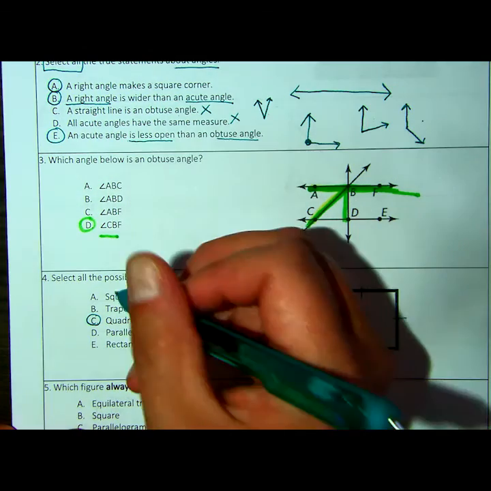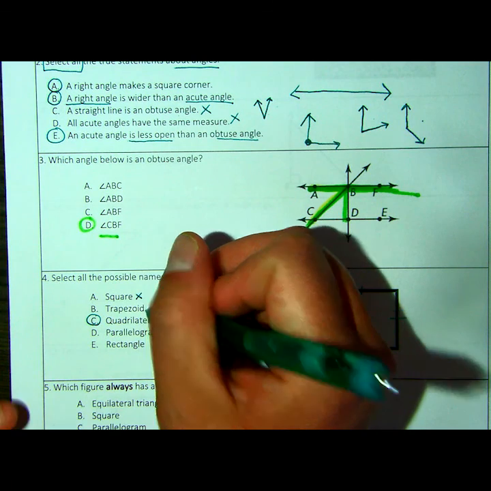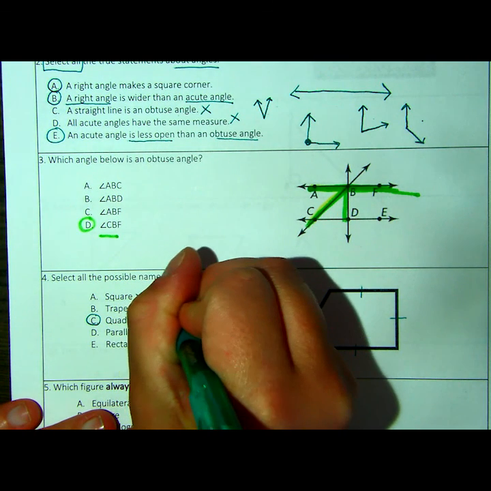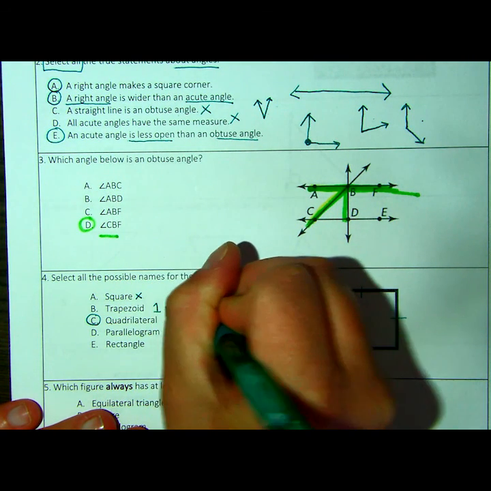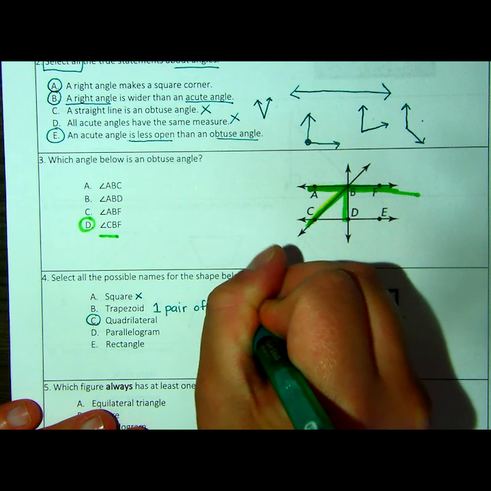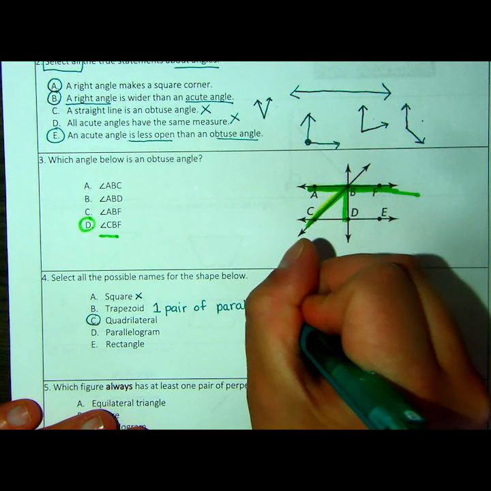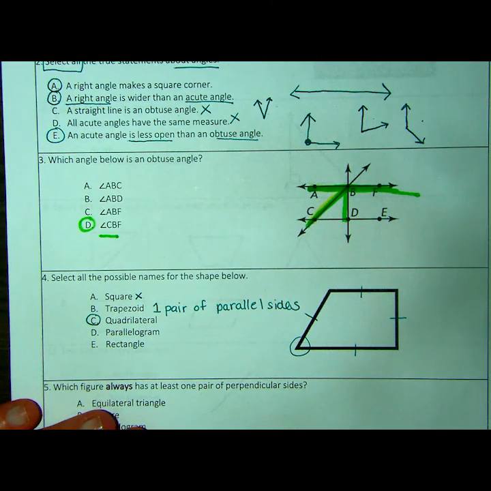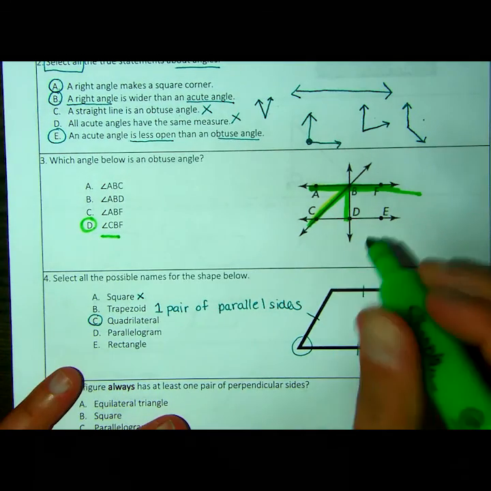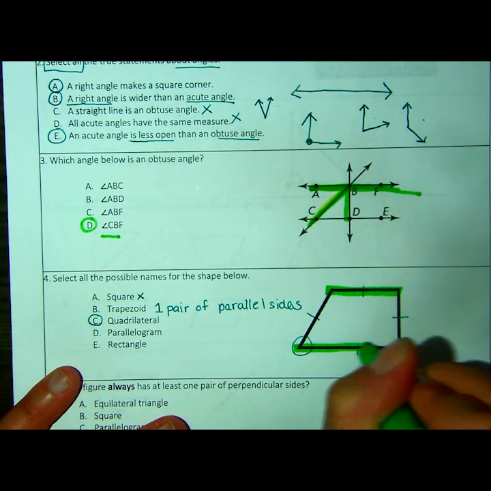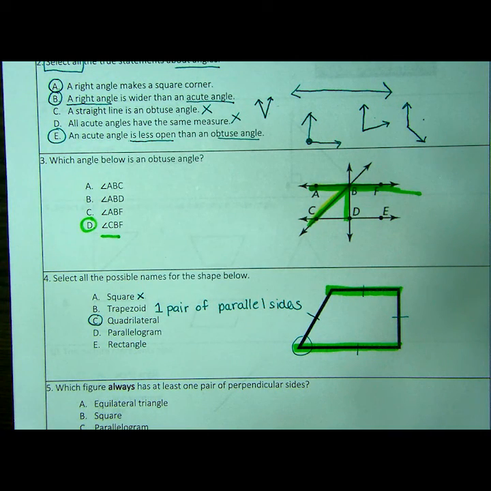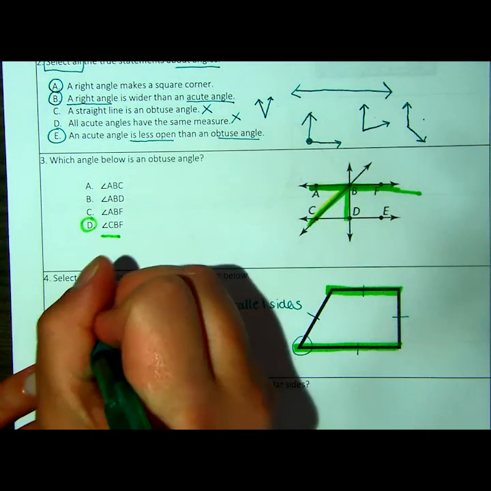A trapezoid. Well, in order to be a trapezoid, I have to have just one pair of parallel sides. Only one pair of parallel sides. So does this figure have one pair of parallel sides? Yeah, the top and the bottom. They can continue going forever and ever, and they will never meet or cross. So this is a trapezoid.